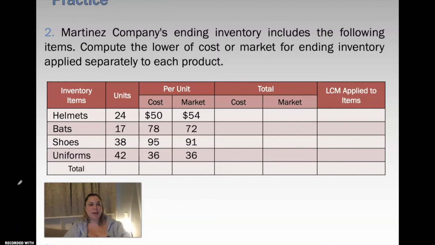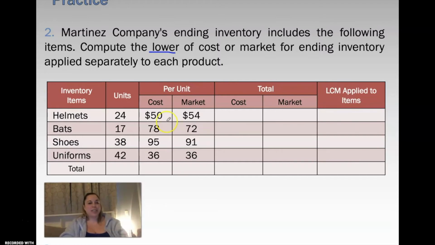Okay, so for this problem, we have Martinez Company. Their ending inventory includes the following items. We're going to compute the lower of cost or market. And once again, it's really easy. We're really just going to pick the lower of these items. So if we look, the first item they have is helmets. They have 24. It costs them $50 each. The market price, basically current replacement cost, what they can sell it at, is 54.